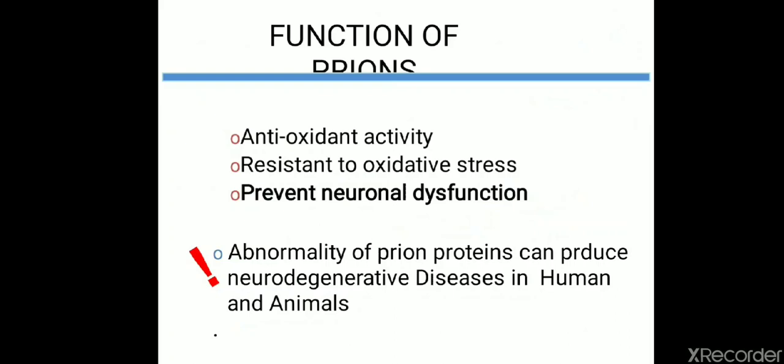So let's see the functions of a normal prion protein in the neuronal cell. This normal prion protein has antioxidant activity, and is resistant to oxidative stress. So this normal prion protein prevents neuronal dysfunction. So abnormality of this prion protein produces neurodegenerative changes.